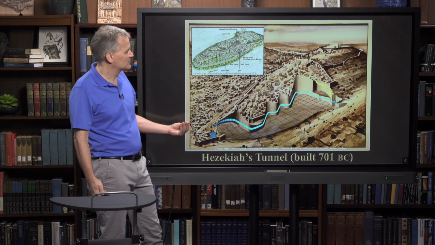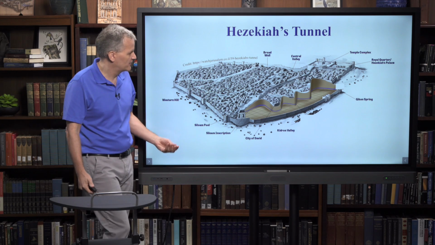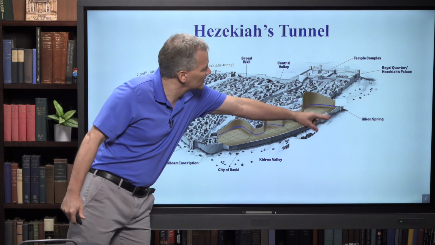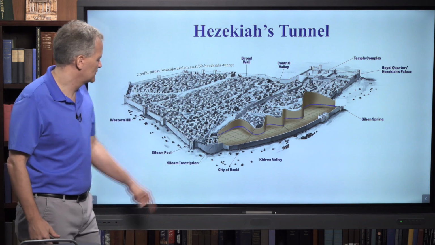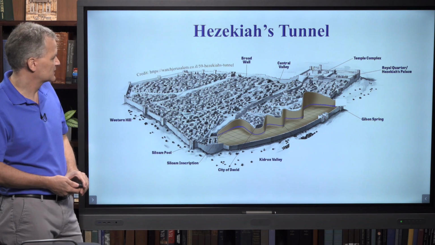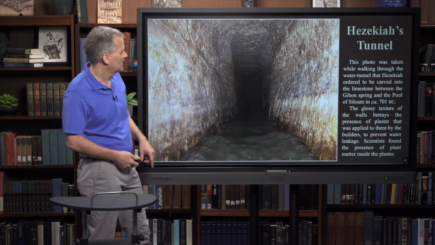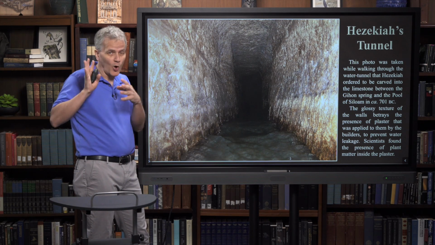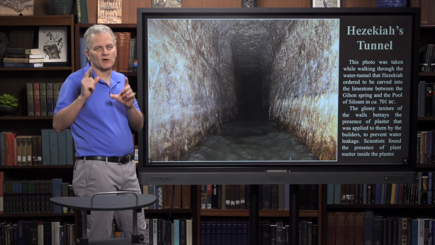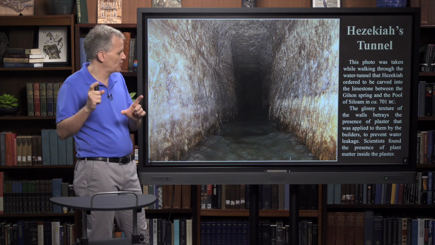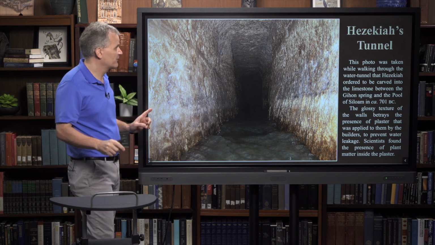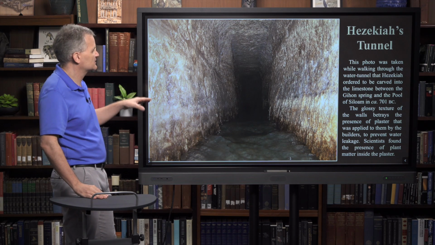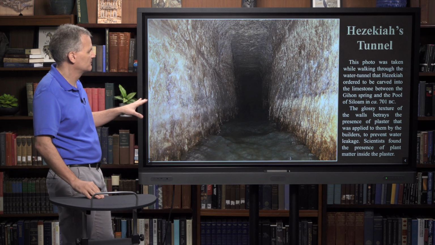So that was what had to be done, and they carved this tunnel very quickly, and it led from the Gihon spring right there all the way down here to the pool of Siloam. And this is an image showing you the very waterway itself, and obviously a camera with a flash had to be used to show it, but it's very revealing because it was taken while walking through this water tunnel that Hezekiah ordered to be carved into the limestone.